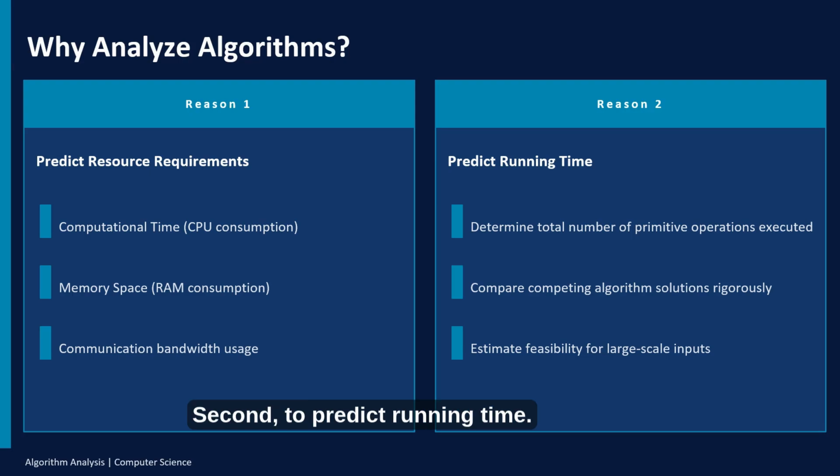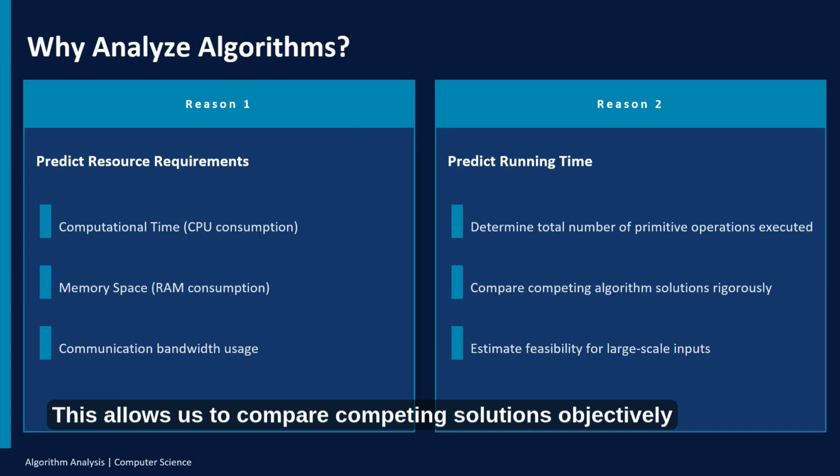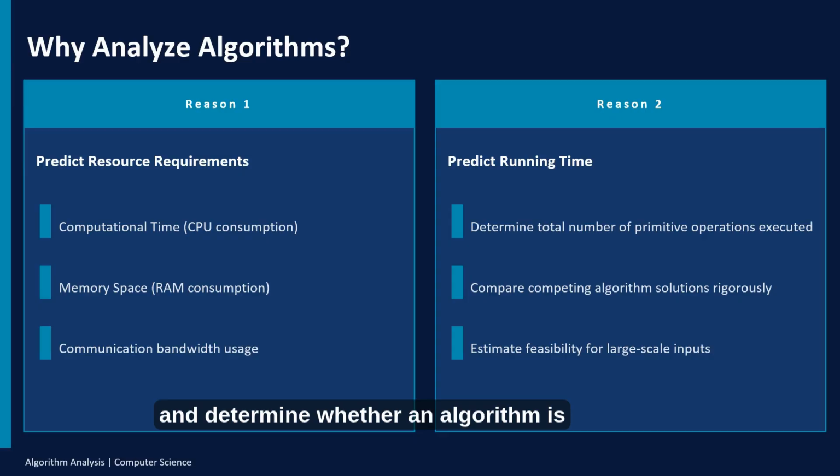Second, to predict running time. By counting the total number of primitive operations the algorithm executes, we can predict how it will scale as inputs grow. This allows us to compare competing solutions objectively and determine whether an algorithm is feasible for the intended scale of the problem. Without analysis, algorithm selection becomes guesswork.